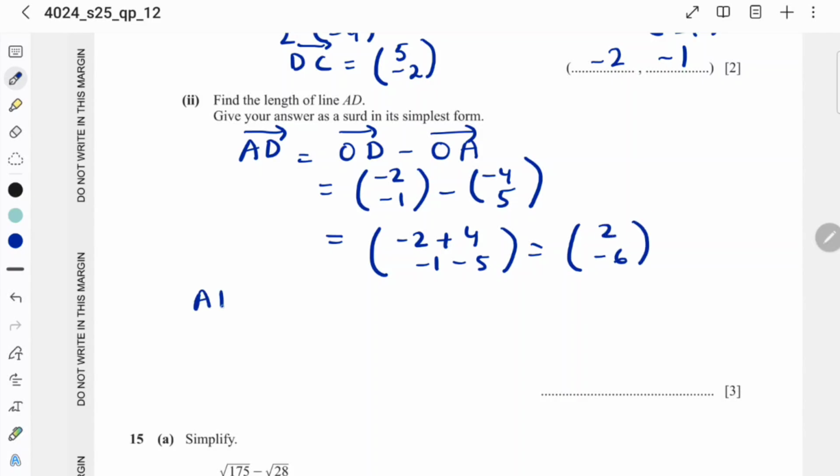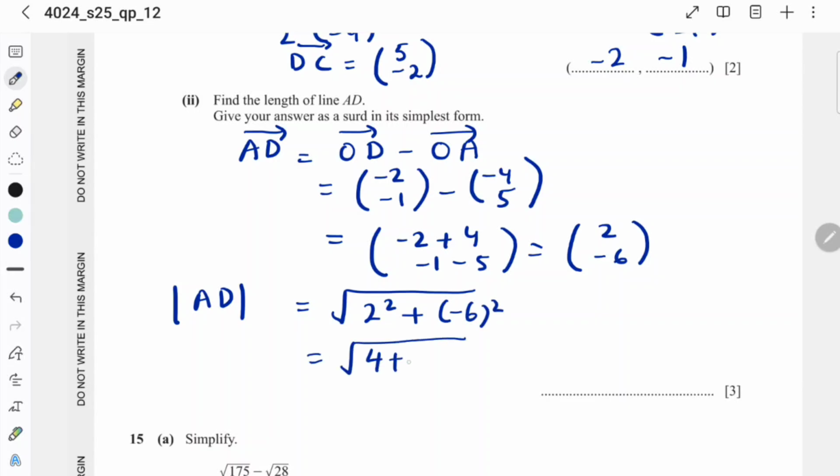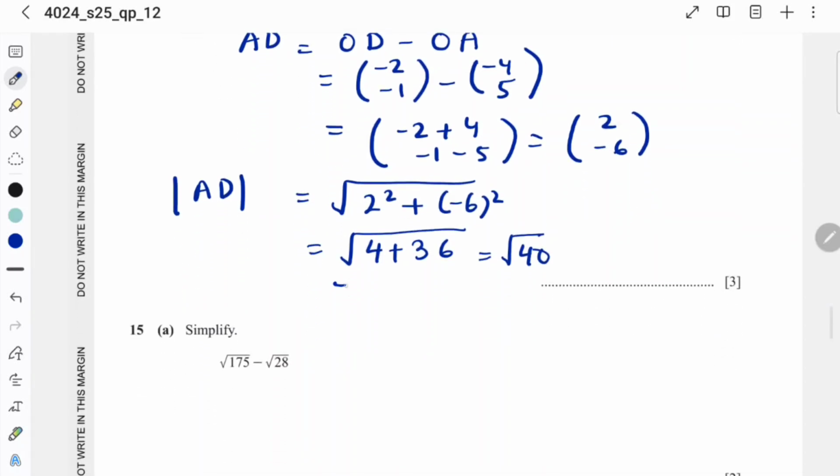Now we are getting AD. The magnitude of AD is the square root of 2 squared plus (-6) squared. 2 squared is 4 plus 36, which is equal to the square root of 40. And we know that 4 times 10 is 40, and the square root of 4 is 2, so 2 square root 10 is in surd form.